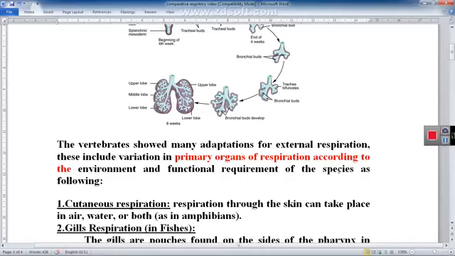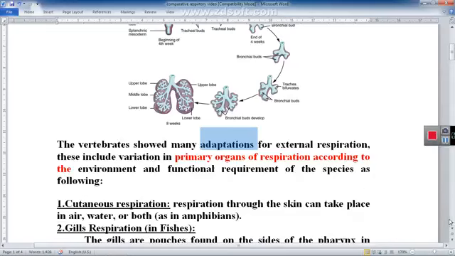But definitely the vertebrates show adaptation for this form of organs that serves external respiration, and the adaptation depends on the environment where the vertebrate is living, or on the functional need of that vertebrate. Vertebrates that live in air should have a respiratory organ that is different from those living in water, and vertebrates that are actively moving, like birds flying in the sky, need much more modification in the respiratory organ than vertebrates that do not have such activity.